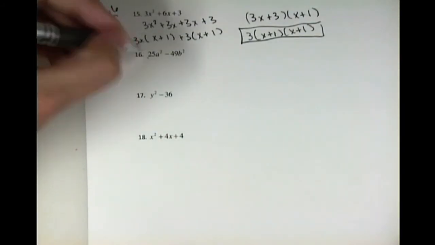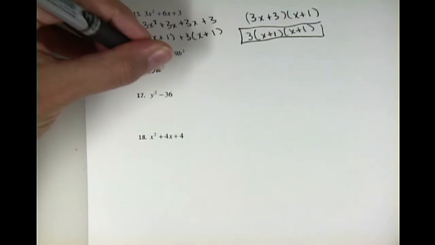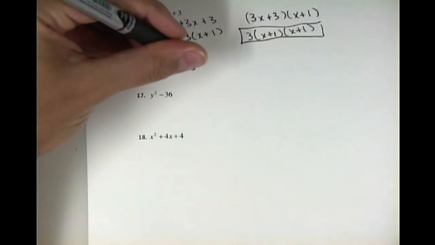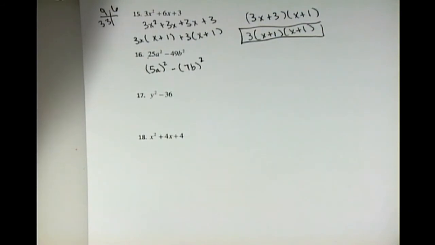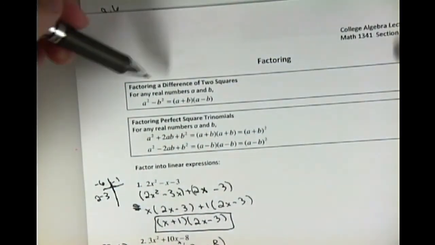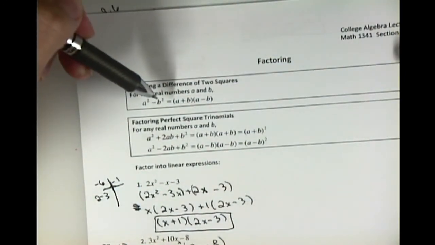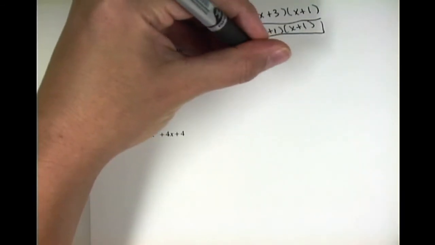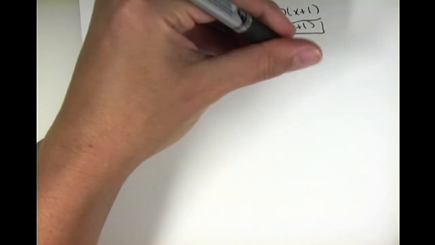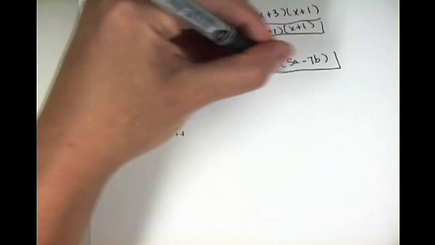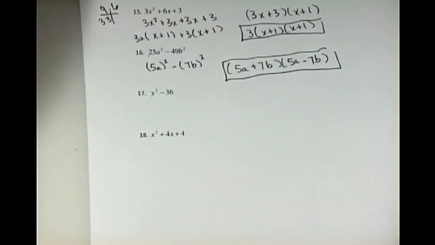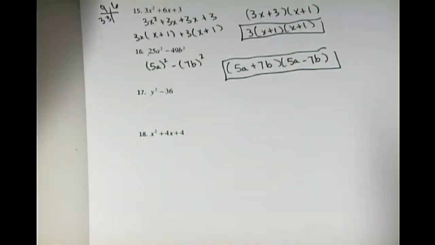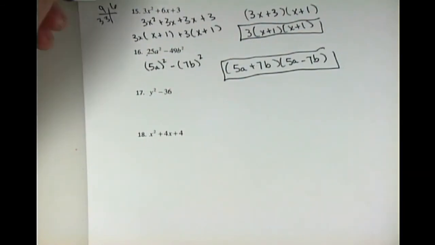This one's definitely a difference of squares. It can be rewritten as 5a squared minus 7b squared, like that. And according to the difference of squares formula, which is on the previous page, it says for any real numbers a and b, a squared minus b squared can equal a plus b times a minus b. So ours can be factored into 5a plus 7b times 5a minus 7b, or vice versa, where you have the minus written first. So 5a minus 7b times 5a plus 7b, or the way we have it here.